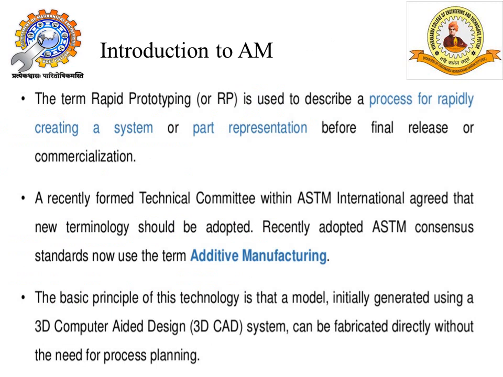Introduction to additive manufacturing. The term rapid prototyping or RP is used to describe a process for rapidly creating a system or part representation before final release or commercialization. A recently formed technical committee with ASTM International has agreed that new terminology should be adopted. Recently adopted ASTM consensus standards now use the term additive manufacturing.